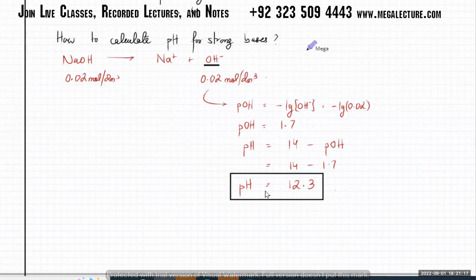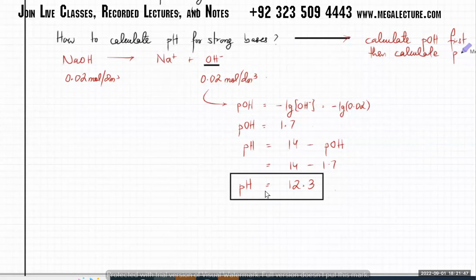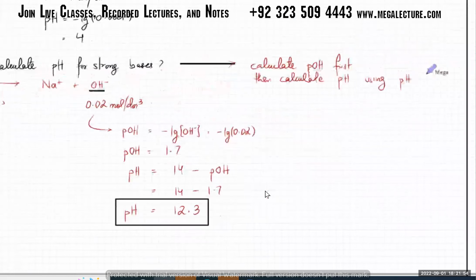Just remember that for bases, you're going to calculate pOH first, and then use that to calculate pH, using this identity, which is pH plus pOH is equal to 14. A pH of 12.3 means it's a very alkaline solution.